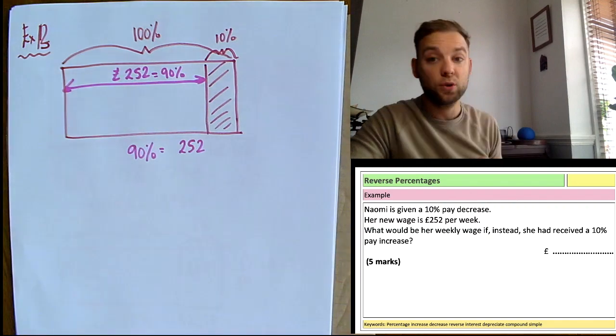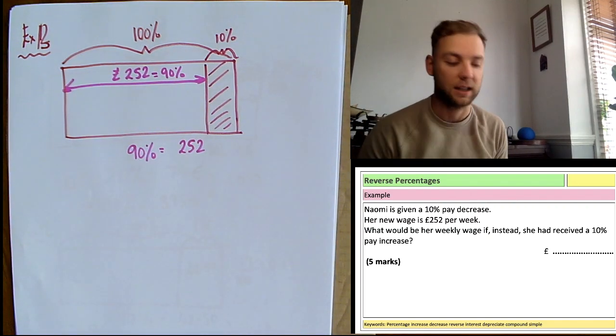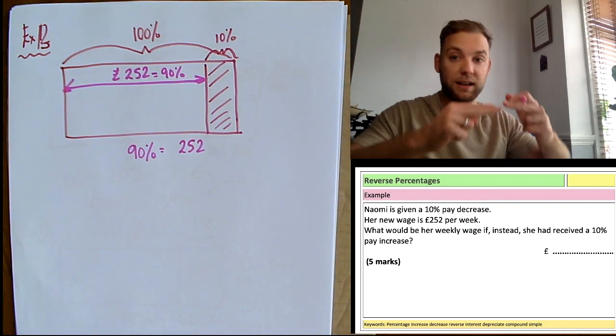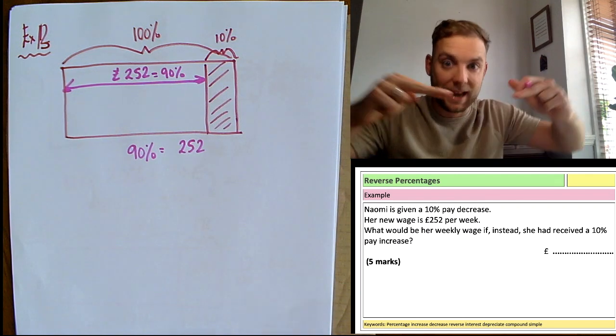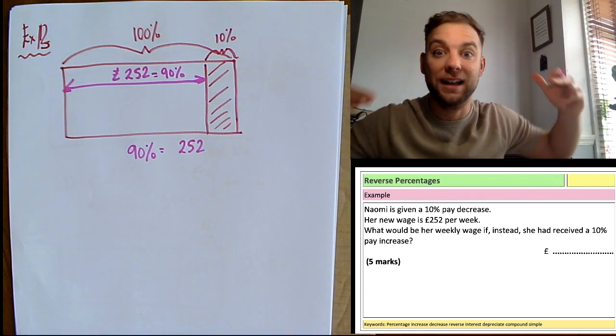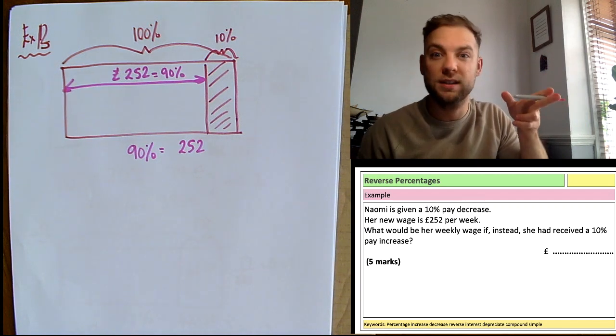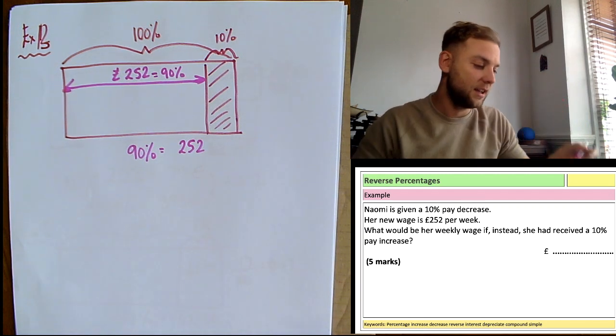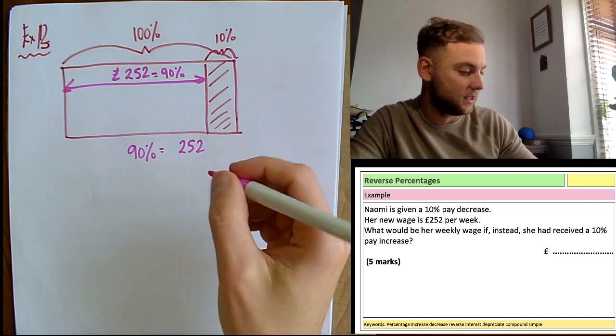Now this one could actually come up on a non-calculator, couldn't it? Because what we need to do here is find 10% and then add it on to get 100% and then add it on again, because it's just saying what does she get if she gets a 10% increase. So I'm going to do this with non-calculator methods actually.